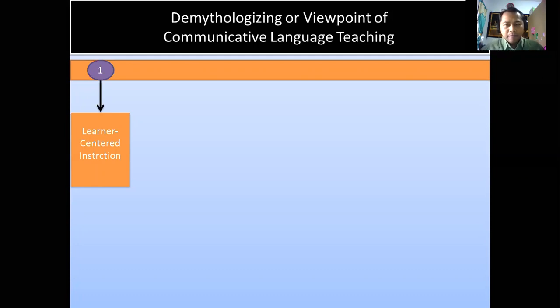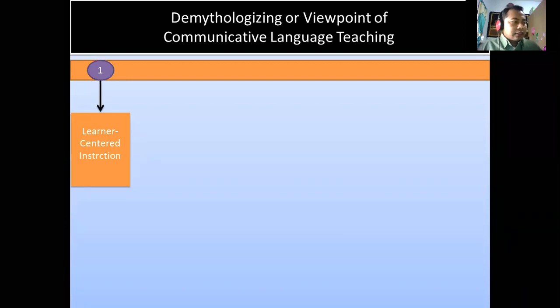The focus of the learning activity is the learner. The focus of the teaching activity is not the teacher. As we have discussed in the previous meeting, or at the beginning of my presentation, the role of the teacher is as a facilitator and a guide. So because the teacher's role is facilitator or guide, the classroom has learner-centered instructions.